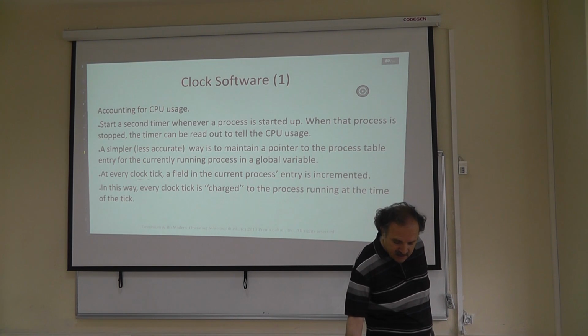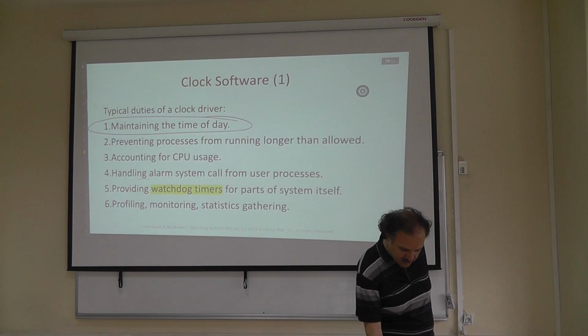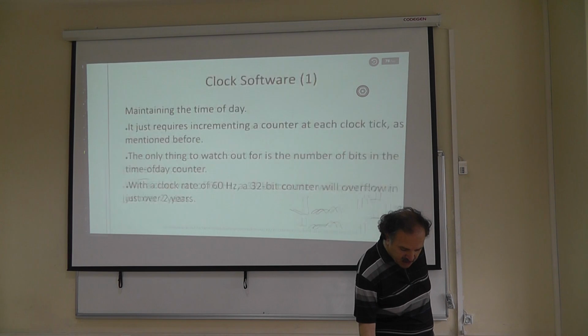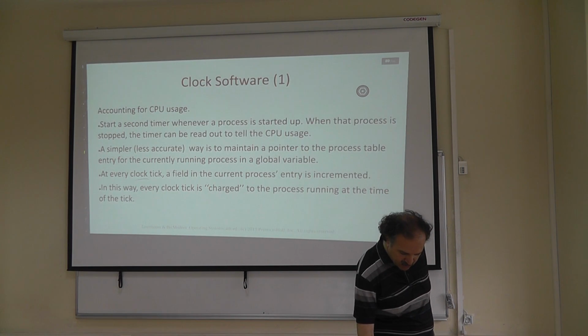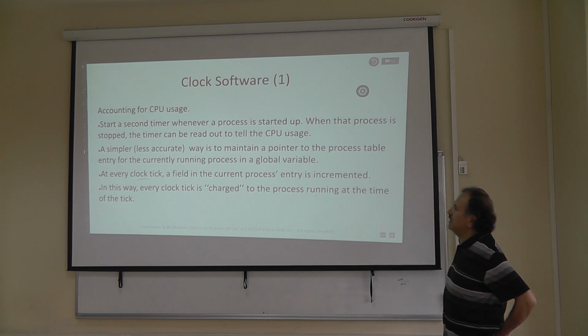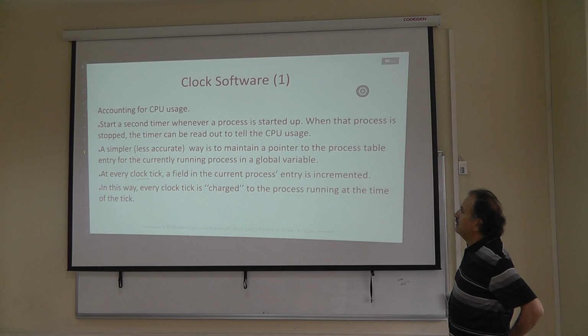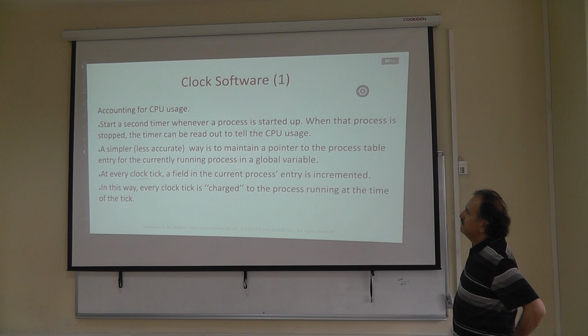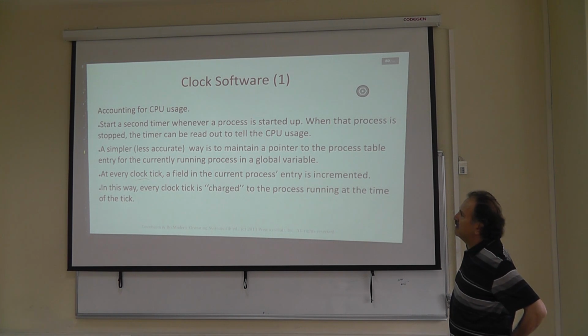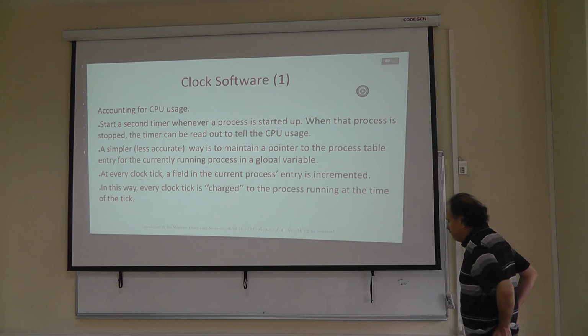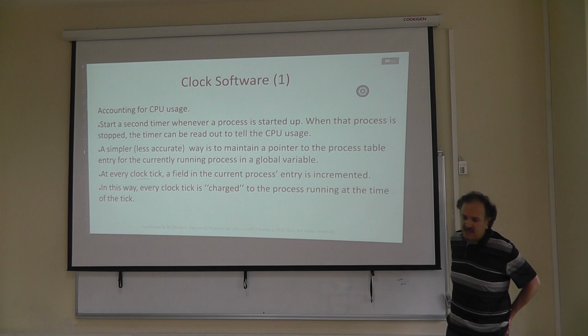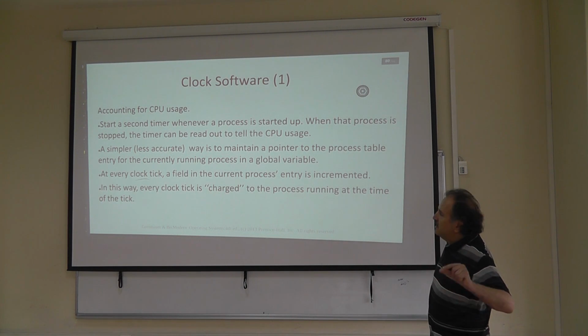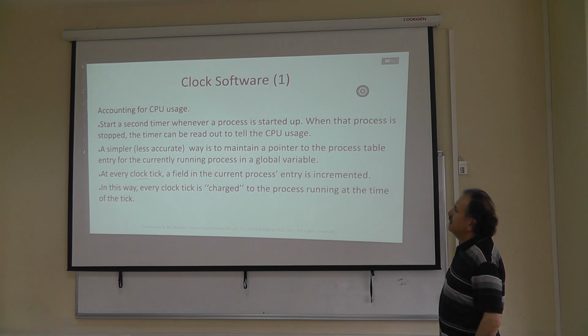Another, remember, this was the third one. So the third one is accounting the CPU usage. How much CPU did I use? It is, again, the task of the clock driver too. Other than counting the ticks for each process, I start a second timer. Whenever a process is started up, a timer will be started. When that process is stopped, the timer can be read out and tell the CPU usage. So I know that that process used this much CPU time. So I keep adding that number so that I can keep this accounting information for the CPU usage.